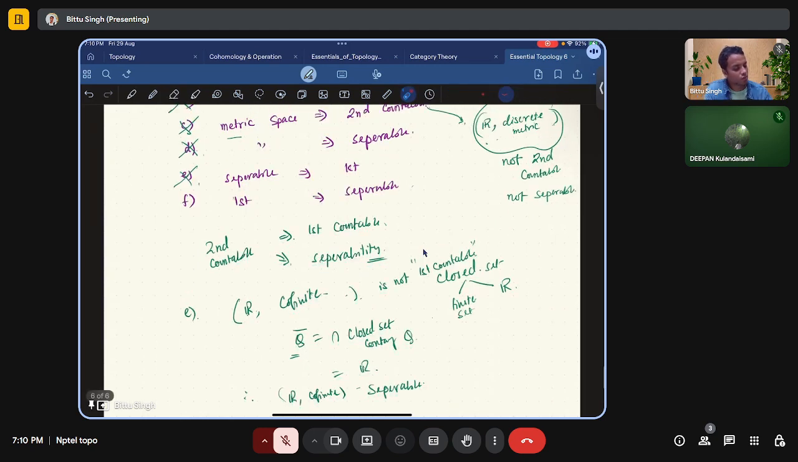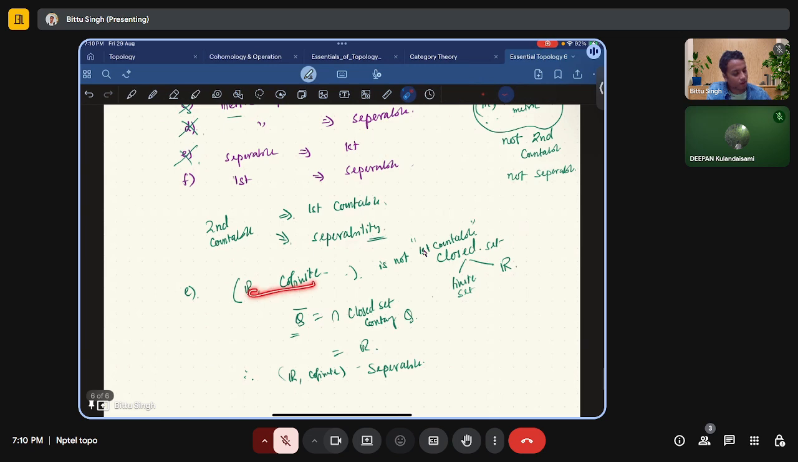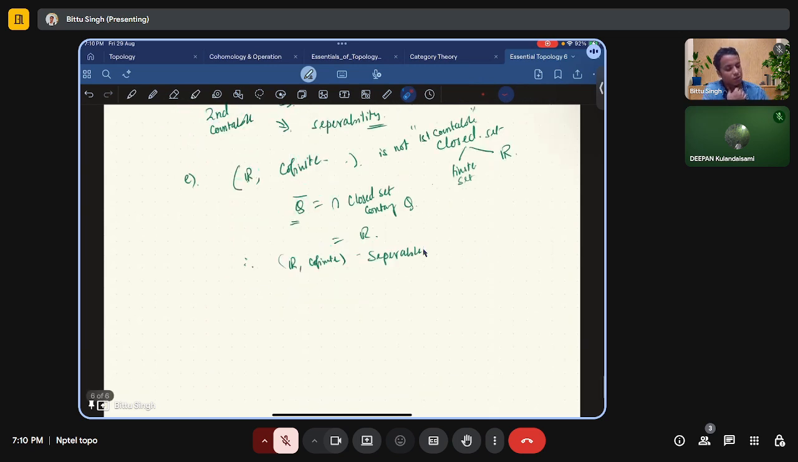There are lots of different examples, but you should always remember those examples, which are standard: R with discrete metric and cofinite. Those counter examples should be remembered.